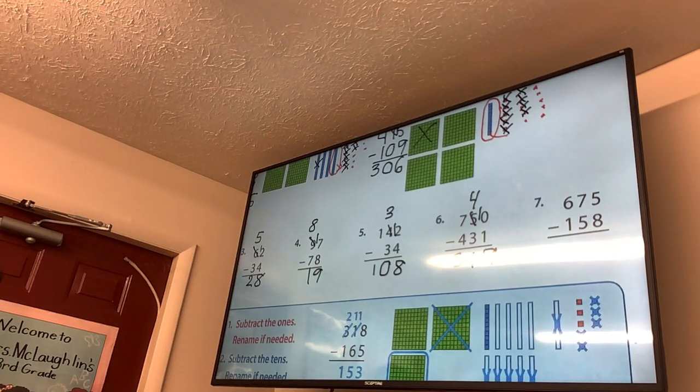Last one of this row, 675 minus 158. So we're going to start with 5 minus 8. Can't do that. So cross out the 7 in the tens, and it becomes a 6. And that 5 becomes 15. 15 minus 8. 7. 6 minus 5. 1. And 6 minus 1. 5. Yeah, those were related facts, weren't they?